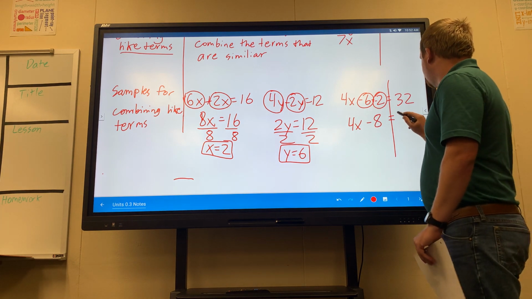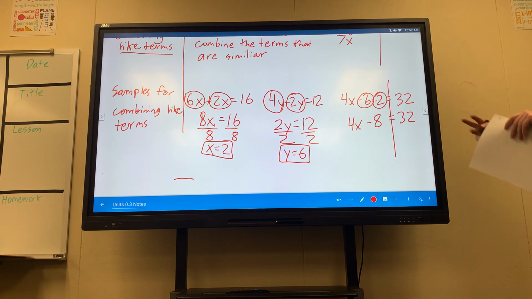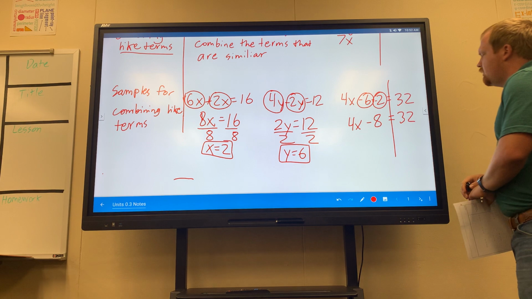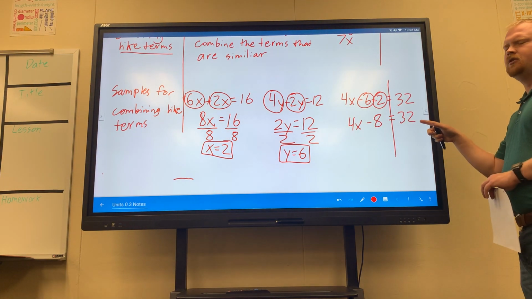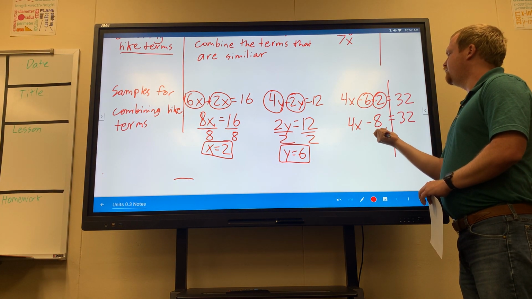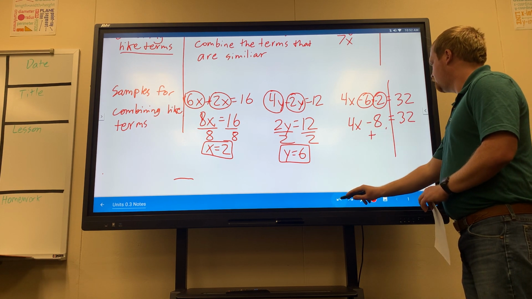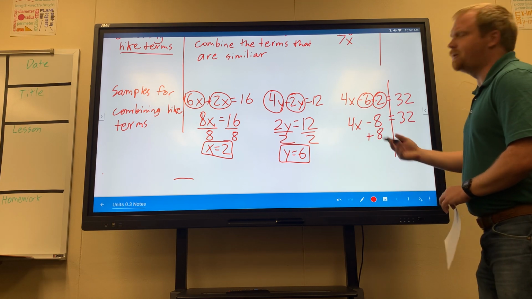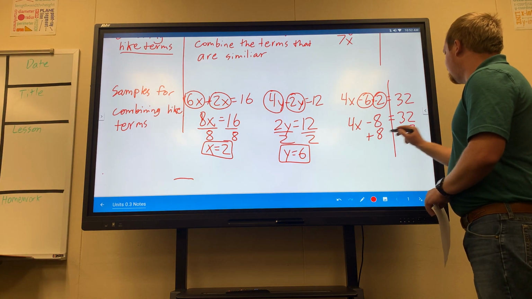equals 32. Okay, and I'm just going to leave the line there so that for those of you that prefer this method, you can actually see it that way. So now I got 4x minus 8 equals 32. Remember, since I got a subtraction right here, what I want to do is add 8 to both sides. So if I add 8 to the left, I add 8 to the right.